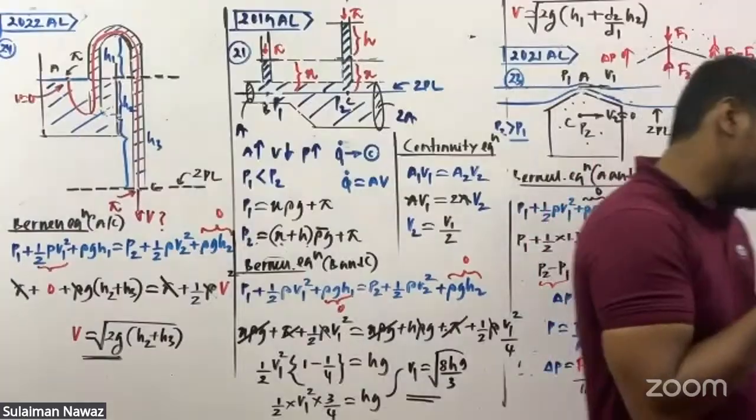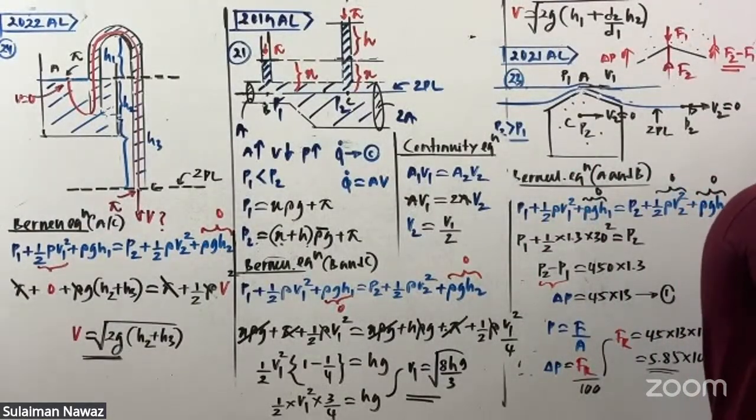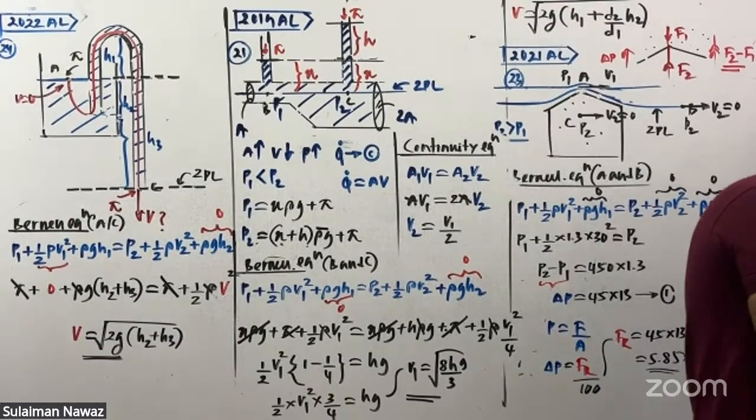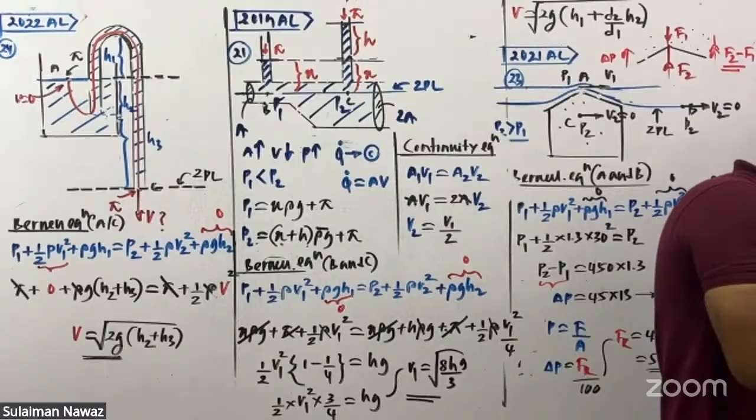I think this question is wrong. Look here, this question is wrong. The reason is... okay, no, correct. Because they have given any.